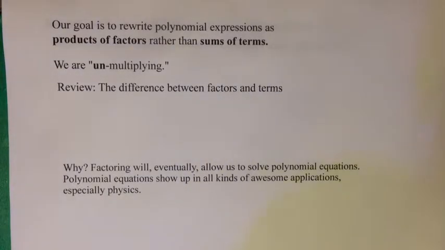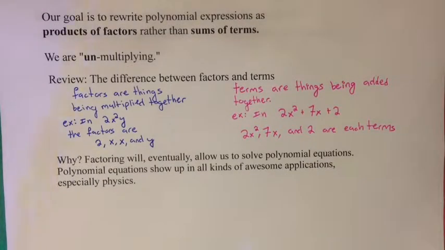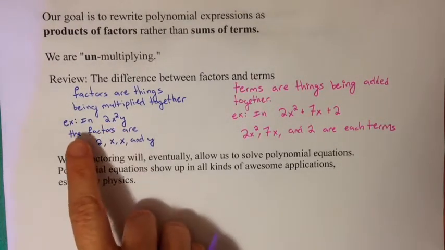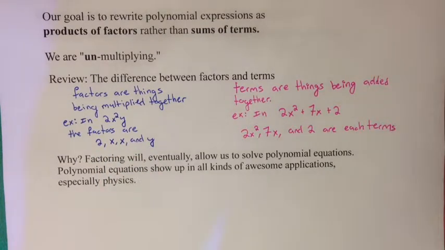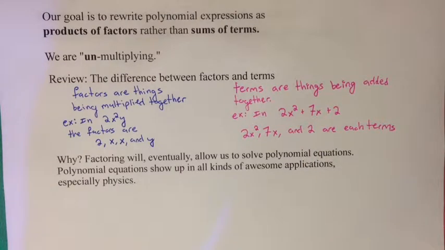In preparation for that, we should remember what the difference is between factors and terms. Factors are things that are being multiplied together, while terms are things that are being added together. For example, in 2x squared y, the factors are 2, x, x, and y. In 2x squared plus 7x plus 2, the terms are 2x squared, 7x, and 2.